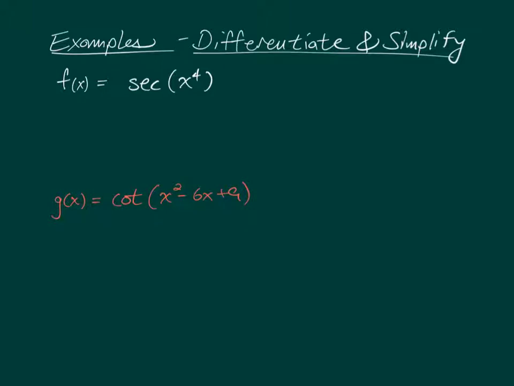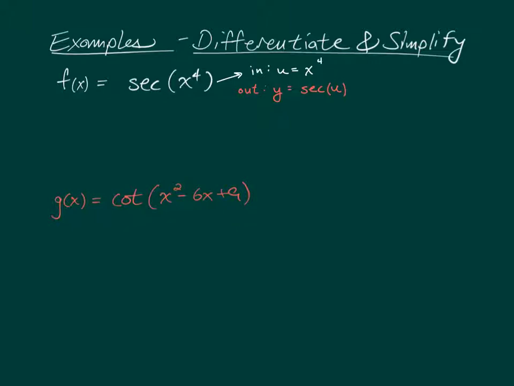examples. So here you can see that the first example is f of x equals secant of x to the 4th power. And our direction is to differentiate and simplify. So the first thing I want to do is identify what the inside and outside functions are, just like you've had some practice with this already. So I know that here the inside function will be u equals x to the 4th power, and the outside function, which I'm now going to call y, equals the secant of u.